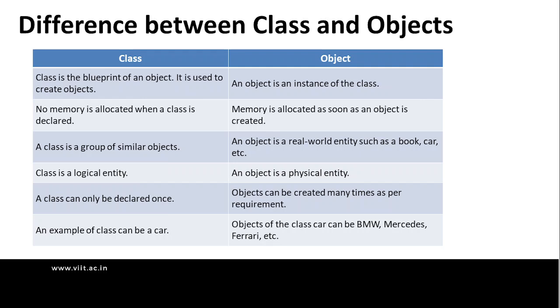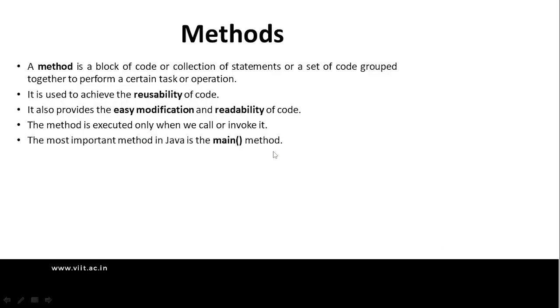An object is a real world entity such as a book, car, etc. A class is a logical entity and an object is a physical entity. A class can only be declared once. Objects can be created many times as required. An example of a class can be car, fruits, box, anything. Objects of the class car can be BMW, Mercedes, Ferrari. For fruits, mango, lemon, anything.